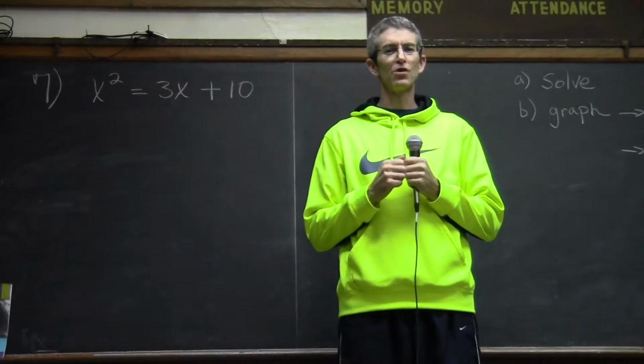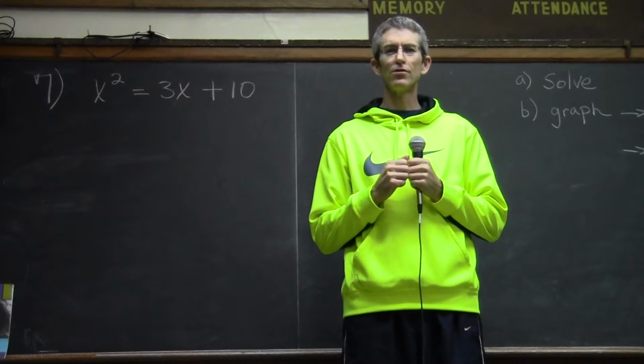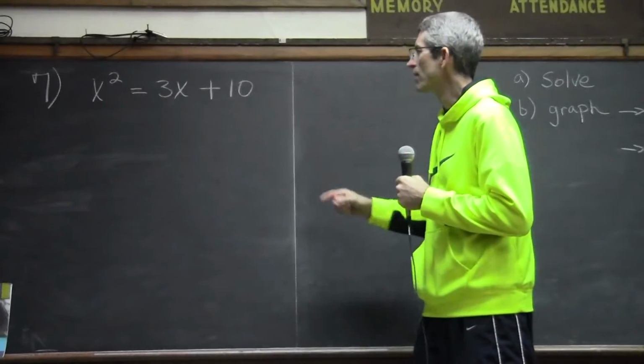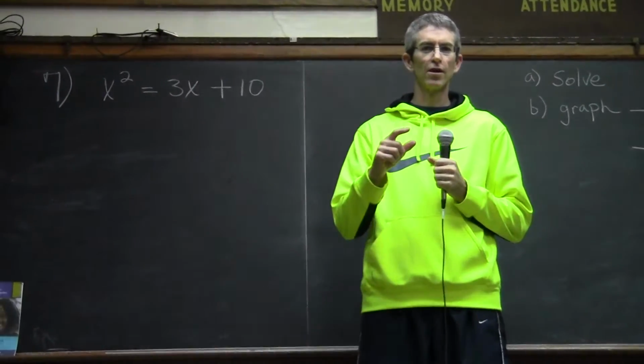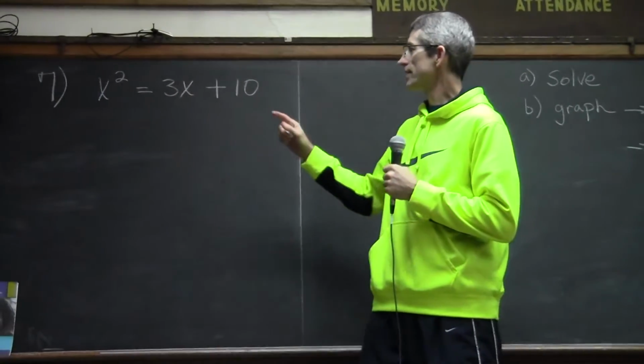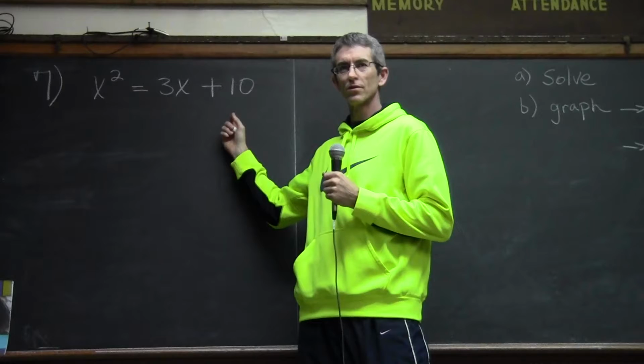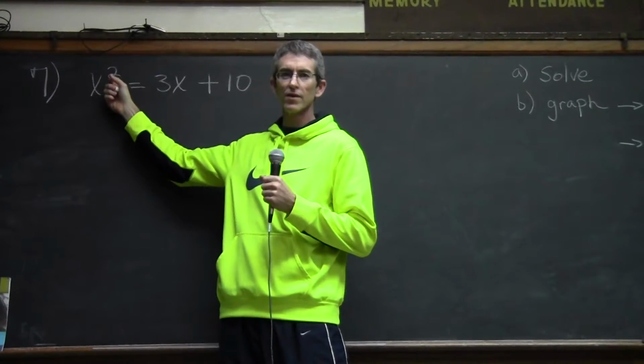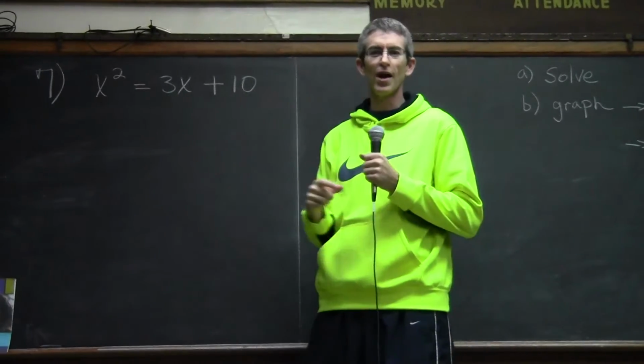We're finally in section 3.2. I don't know which one it is. It's about quadratics, parabolas. And I want to show you a couple problems to get you started. Problem number 7 is asking us to solve this quadratic equation. Quadratic, why do we say that? Because it's got an x squared. That's your highest term. We call those quadratics.